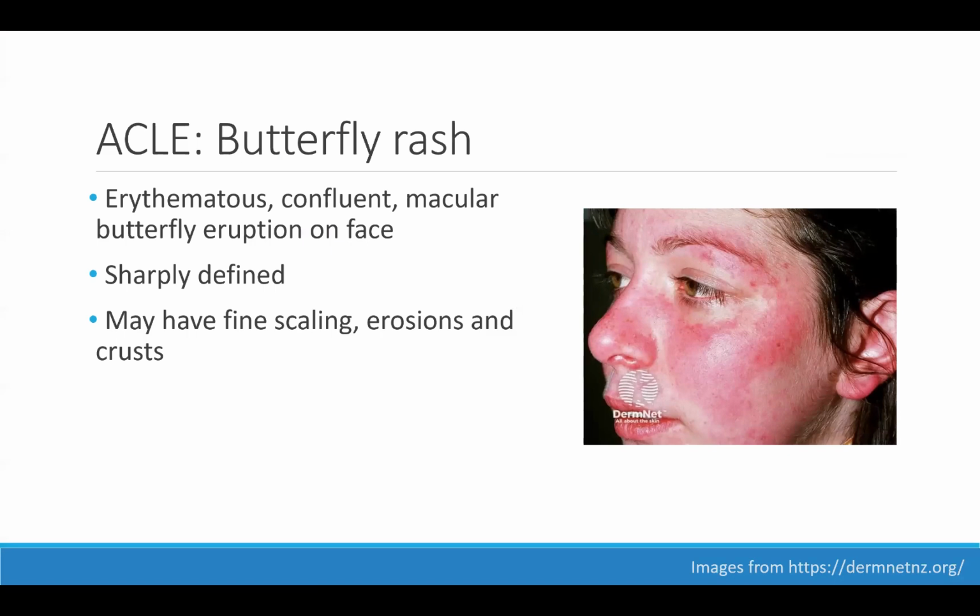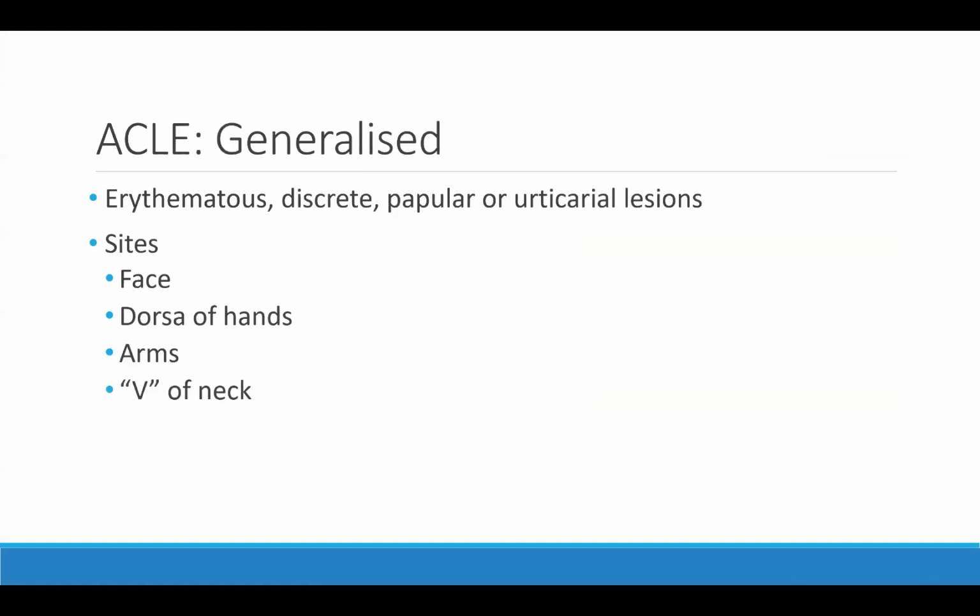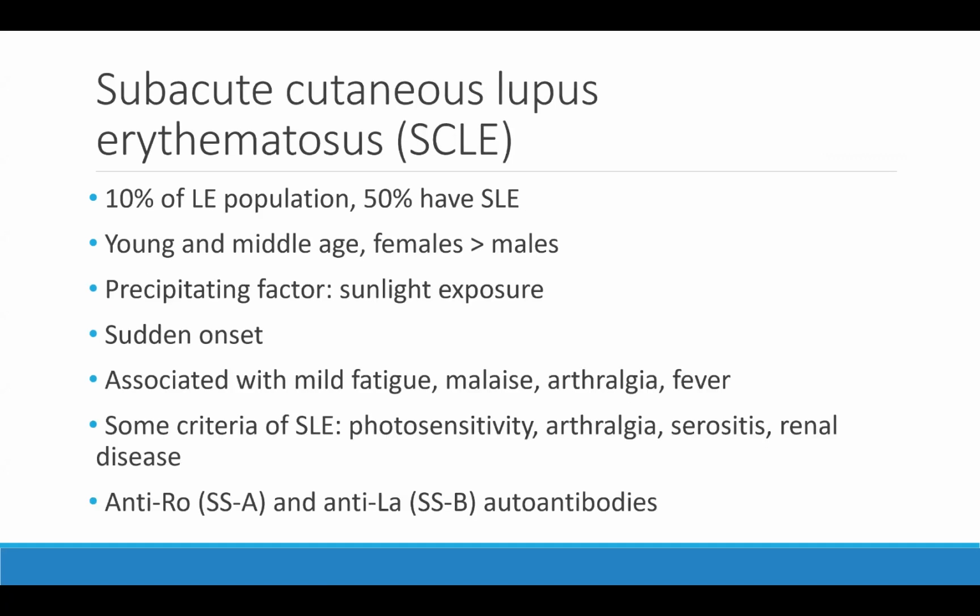We first look at ACLE. Now, this is the typical butterfly rash that we all know about. It can be described as an erythematous, confluent, macular butterfly eruption on the face, which is sharply defined. Patients may have fine scaling, erosions, and crusts. If the ACLE is generalized, patients can present with erythematous, discrete papular or urticarial lesions. Sites include the face, dorsal of the hands, arms, as well as the V of the neck.